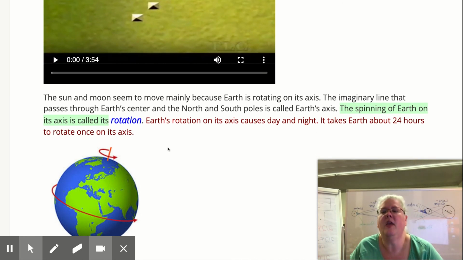Here we go. The sun and moon seem to move mainly because the Earth is rotating on its axis, and that imaginary line that passes through the Earth's center from the north to the south poles is called the Earth's axis. The spinning of the Earth on its axis, remember, is called its rotation, and Earth's rotation on its axis causes day and night. It takes about 24 hours to rotate once on its axis.